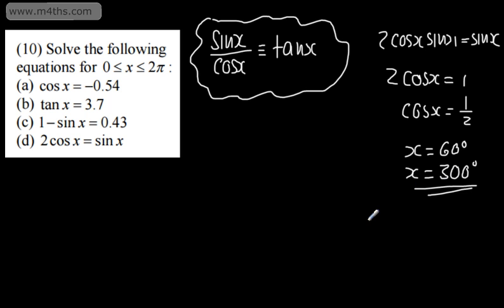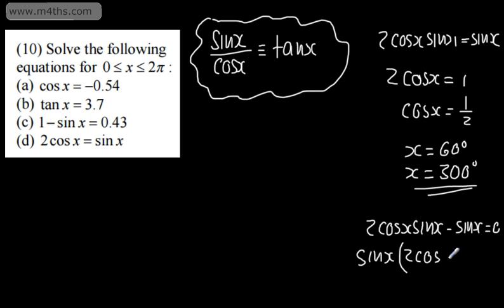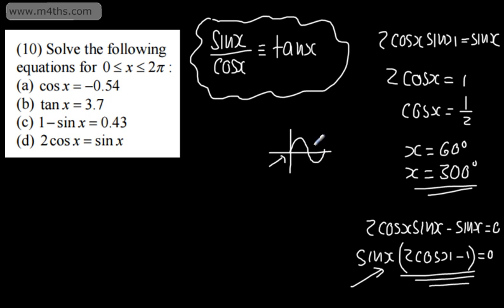But what we should have done is written 2 cos x sine x minus sine x is equal to 0, taken out sine x as a common factor and then got 2 cos x minus 1 is equal to 0. Now this is what we've just solved, but we've also got sine x is equal to 0. If we look at the sine curve, we've got something like this. So we've got sine x is equal to 0 at 0, at 180, and at 360. So I would have missed 3 solutions in the interval from 0 to 360 if I just divided. So here we would factor.